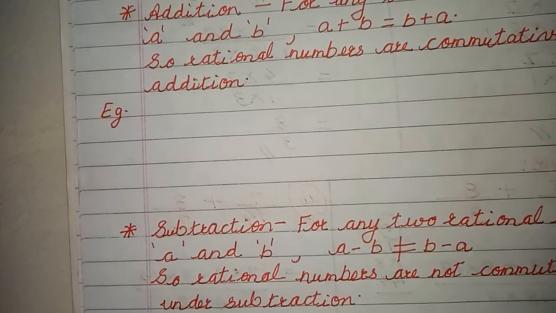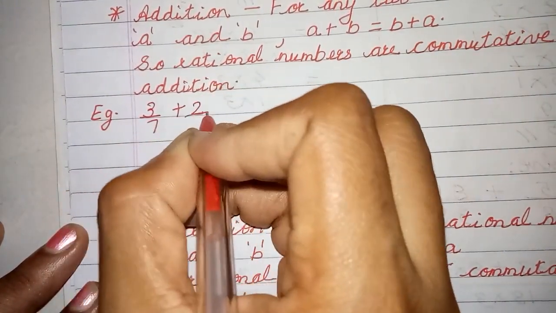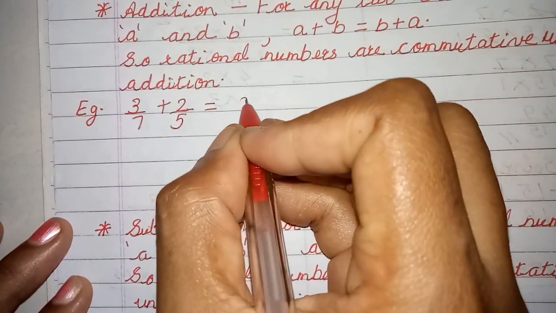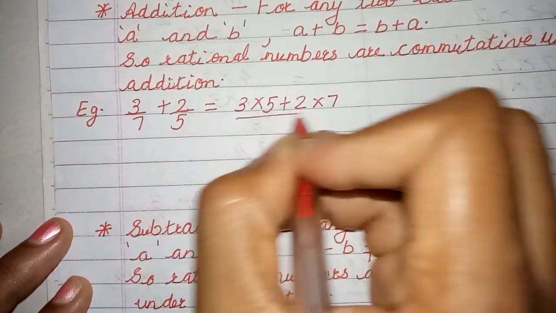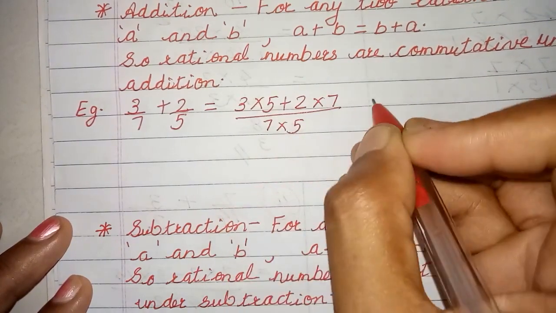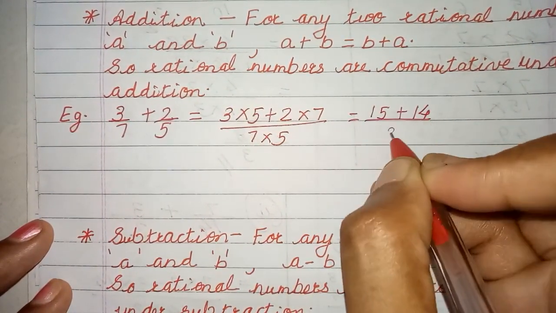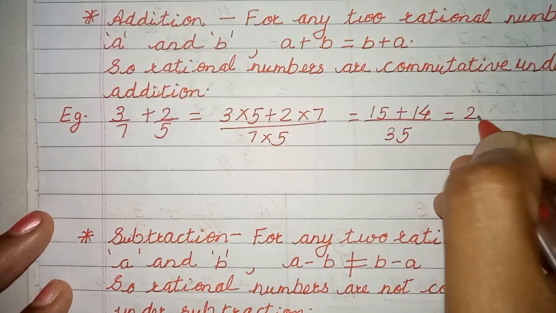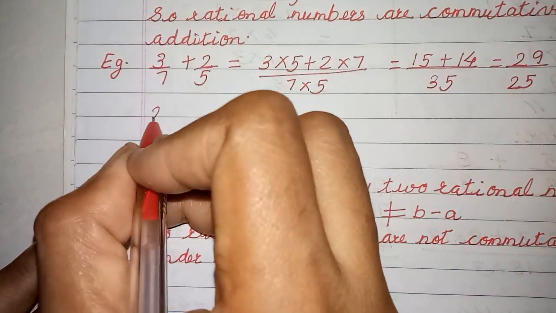So I am taking one example here. Say 3 by 7 plus 2 by 5. So how is it? 3 into 5 plus 2 into 7 by 7 into 5. So it is 15 plus 14 by 35. So it is 29 by 35. Yes.